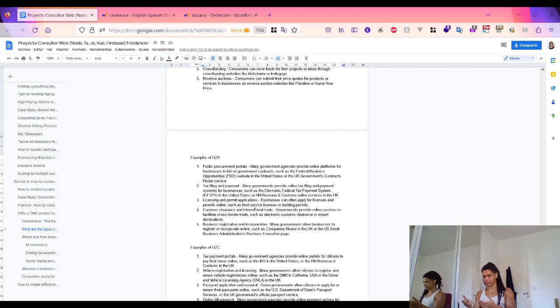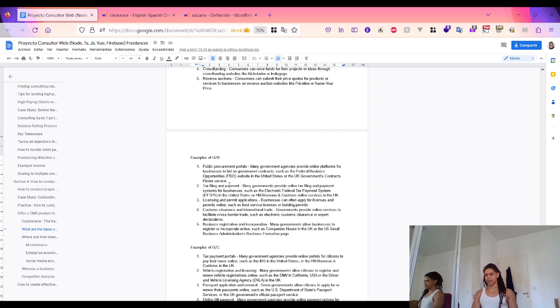Also, government can provide tax filing and payment systems for business, such as the Electronic Federal Tax Payment System in the US, or HM Revenue and Customs in the UK. HM means Her Majesty's Revenue and Customs.